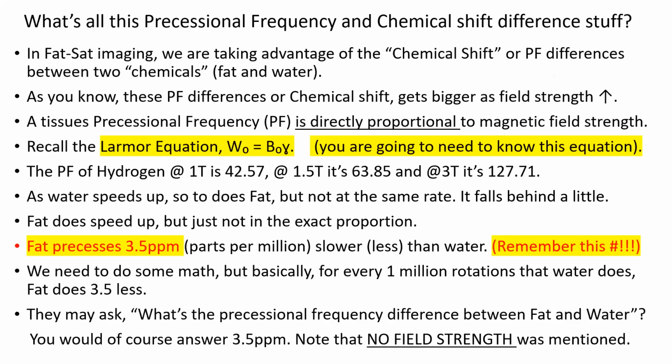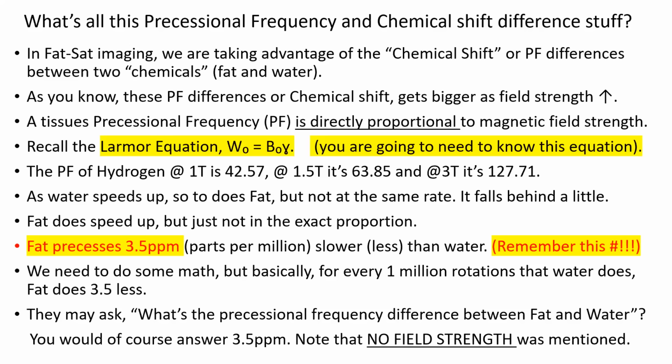Okay, so why does chemical shift imaging work? Well, like I just said, we're taking advantage of the chemical shift, or precessional frequency difference, between two chemicals, fat and water. Let's just call them chemicals. Okay, it's nice and easy. The precessional frequencies of tissues are directly proportional to magnetic field strength. So recall the Larmor frequency from a couple of hours ago. Again, you're going to need to know that equation.